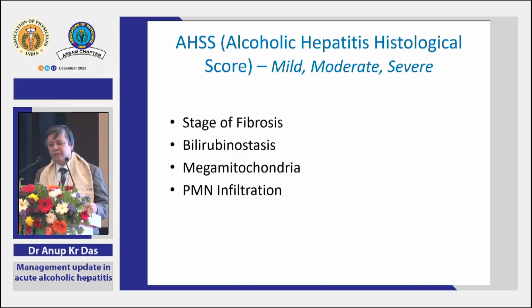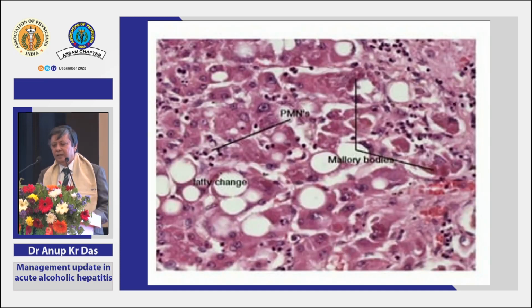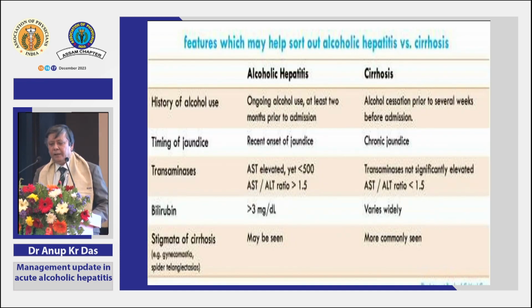These are the biopsy findings, which are peculiar to alcoholic hepatitis, also so diagnostic. This one. Cirrhosis and alcoholic hepatitis can coexist, but if the person has got underlying cirrhosis, there are some differences from alcoholic hepatitis.